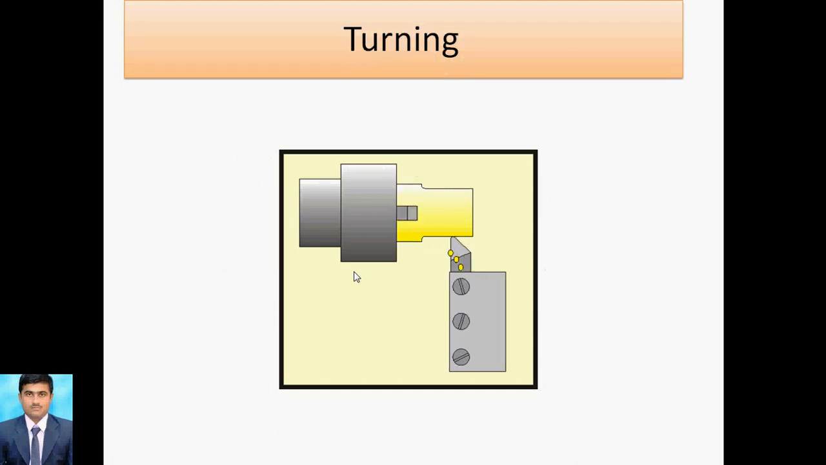Now this operation is called a turning operation. Here X is a diameter, so you can consider X, and the tool path in the negative Z direction. So this is called turning. Here we can remove the material of the stock.